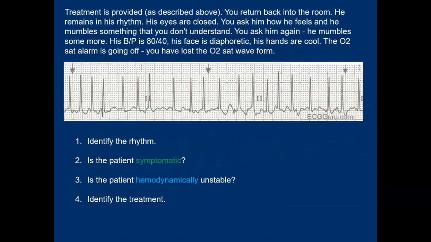All right, in this scenario, we're going to continue with it because it's a complex rhythm with lots of different options. We see that treatment has been provided. You return back into the room, and the patient remains in the same rhythm. His eyes are closed. You ask him how he feels, and he mumbles something that you don't understand. So you ask him again, and he mumbles some more. His blood pressure is 80/40. His face is diaphoretic. His hands are cool. And the O2 sat alarm is going off because you've lost the O2 sat wave.